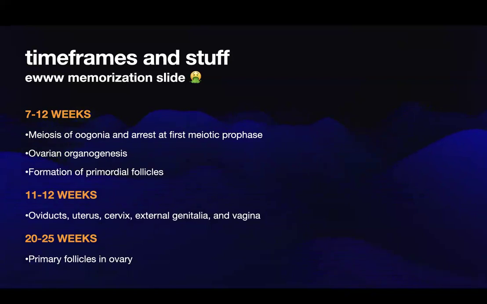Eventually, at around 11 to 12 weeks, you have the formation of the fallopian tubes. Dr. Abdelrafour calls them the oviducts for some reason, as well as the uterus, the cervix, the external genitalia, and the vagina. And around 20 to 25 weeks, you have the formation of your first primary follicles in the ovary.